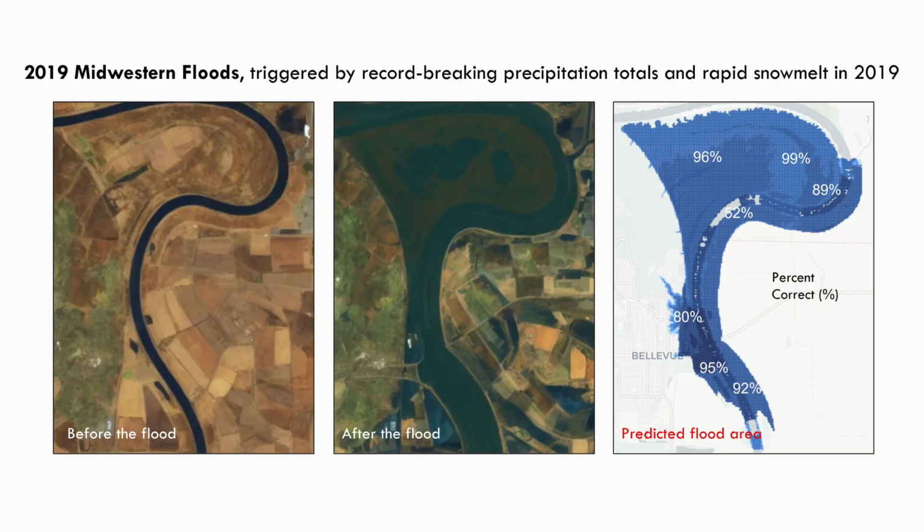As shown in this figure, I found that the system can predict the flood in Bellevue, Nebraska with an accuracy of 90%. This platform enables rapid web-based flood inundation mapping for all communities in the United States.